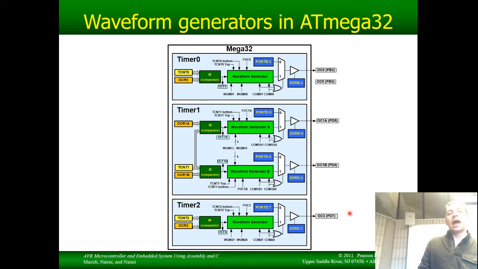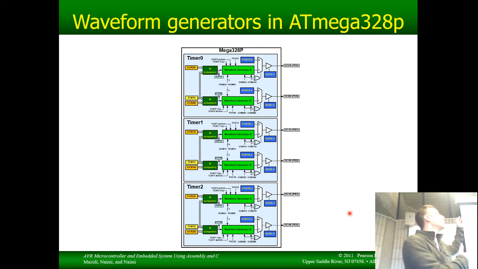All right, now we get back to the ATmega series. So this is the ATmega32. It's got timers, and we've really only dealt with the stuff on the left: output compare register, comparator, free running counter, and flag. But there's all this extra stuff. And that's the 32. In the 328P, there's even more stuff.